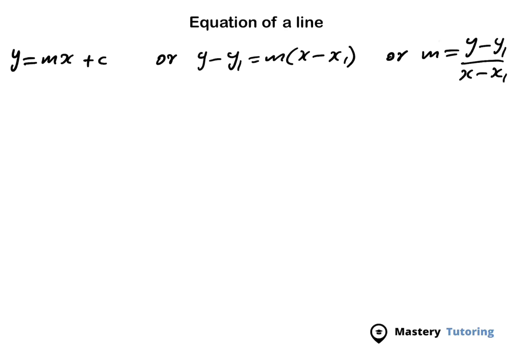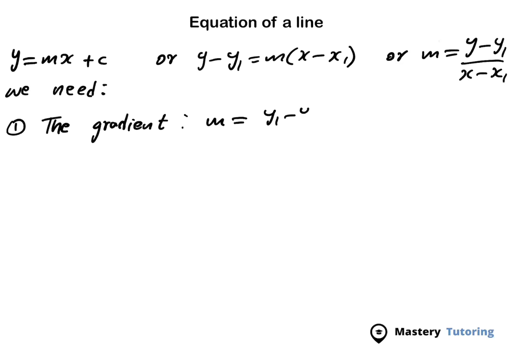Okay, so this is how you find it. This is the general equation that you're going to use to find the equation of a straight line. Now to find the equation of a straight line, we need the following. Number one, we need the gradient of the line, which is m. So m is (y1 − y2)/(x1 − x2), or you can say (y2 − y1)/(x2 − x1), whichever way you prefer.